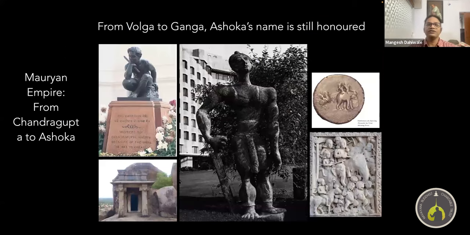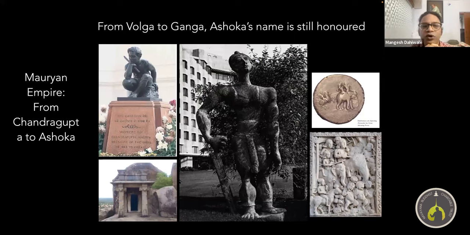So you see, this is very interesting. Also, H.G. Wells mentions that Ashoka's name was spread from the Volga to the Ganga. And according to him, he might be the only emperor in the world who governed so many people in the history of the world. His empire was very large, and many, many people heard his name because he was the king who looked after his people.